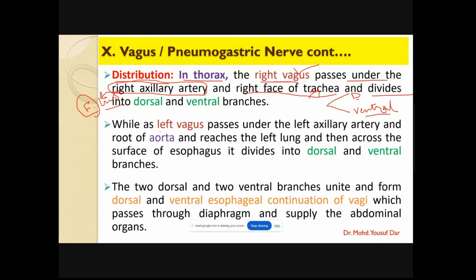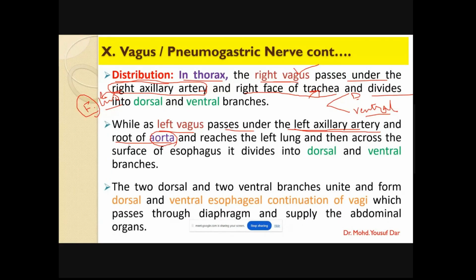Now coming to the left vagus. जो left vagus होती है, left vagus nerve, it runs under the left axillary artery. And so first, जैसे right vagus under the right axillary artery run करता है, वैसे ही left vagus left axillary artery के नीचे से run करता है. Then it crosses the aorta.